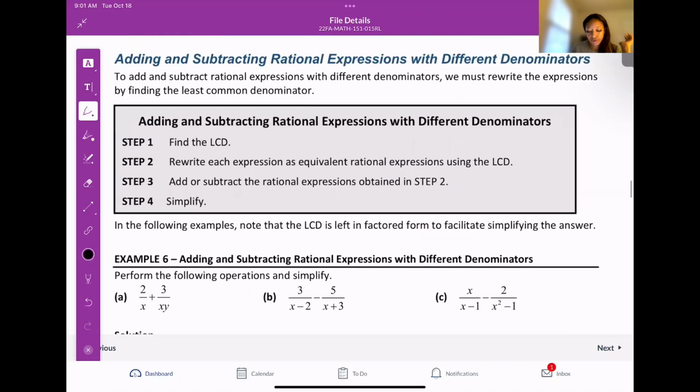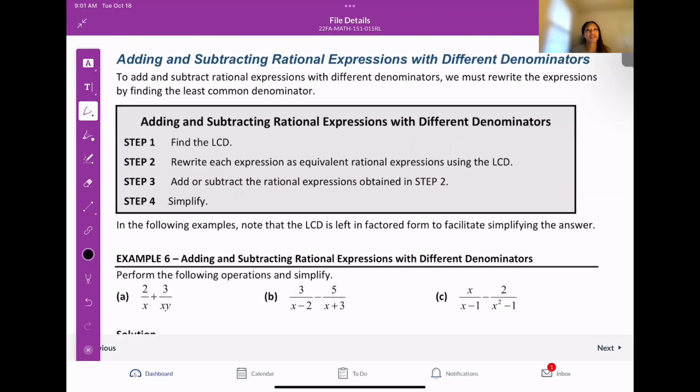How do we add and subtract rational expressions with different denominators? Basically the same steps that we did in the last problem, and then we'll add on to that at the end. We want to add or subtract the expressions that we get. So find the LCD. Rewrite each expression as equivalent rational expressions using the LCD. Those are the two steps that we did in the last example. From there, depending on what the problem says, you'll either add or subtract the rational expressions that you got in step 2, and then sometimes you can simplify. So then you simplify to get your final answer.